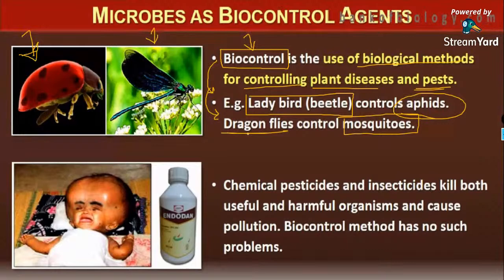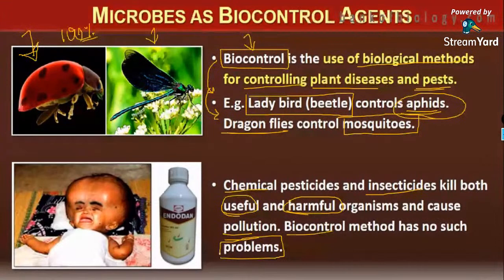Guys, now you may ask whether it is up to 100%, because the ladybird feeds on aphids. That is why, by introducing ladybirds, we can reduce the number of aphids in an area. But the ladybird may cause other problems. Now you may ask, instead of this, we could add a small amount of pesticides. Guys, adding chemical pesticides and insecticides kills both the useful and the harmful organisms, and they may lead to pollution. So the biocontrol method has no such problems which contribute to pollution.